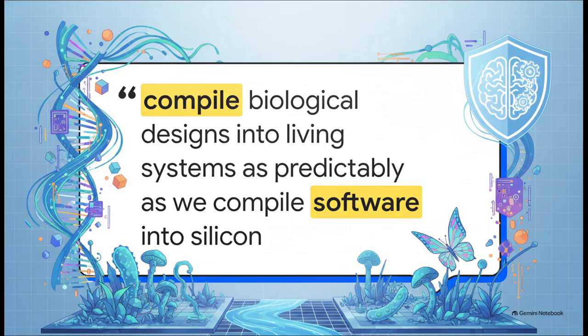So I want to leave you with this. If we truly crack this code, and we gain the ability to compile biology exactly like we code apps, what will you choose to design first? And maybe more importantly, who gets to decide what we should or shouldn't print into existence?